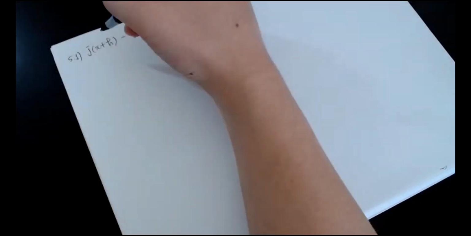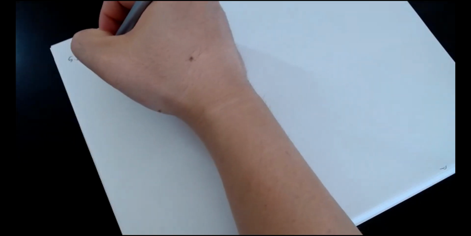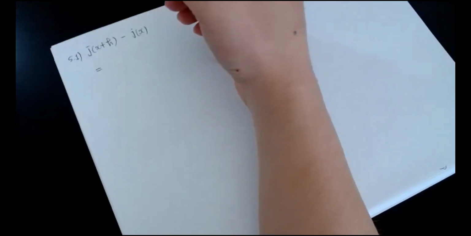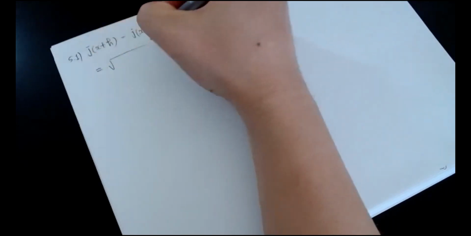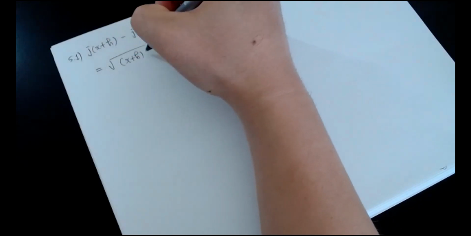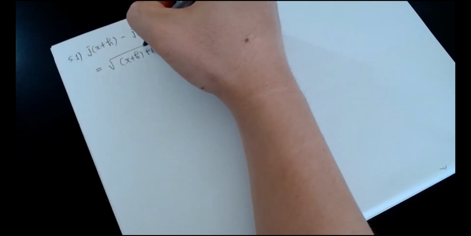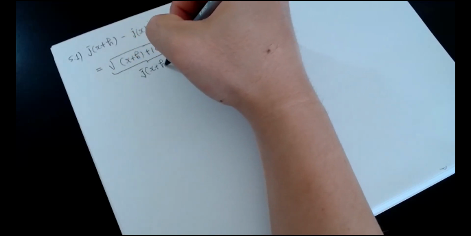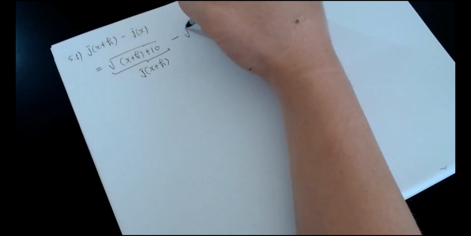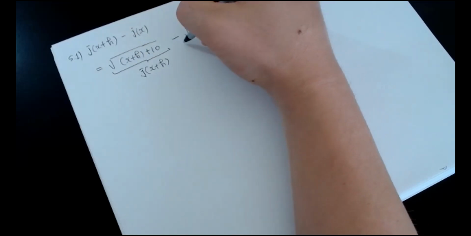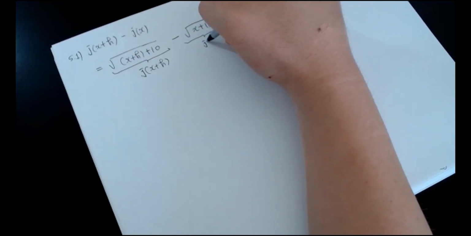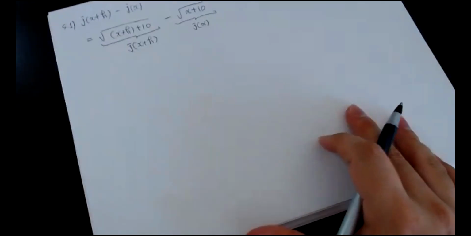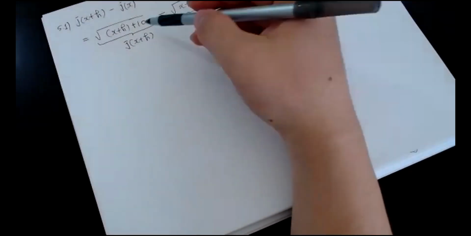Now, see, that is equal to... what's j of x plus h? That's going to be square root of x plus h plus 10, right? Okay, that's the j of x plus h. And the minus j of x is square root of x plus 10, right? So this is j of x. Okay, and then, can you simplify it? I don't think so. I'll just leave it.